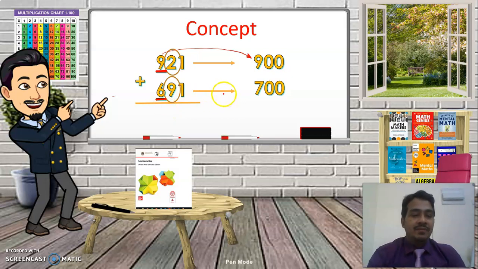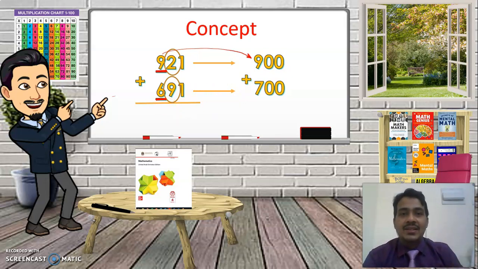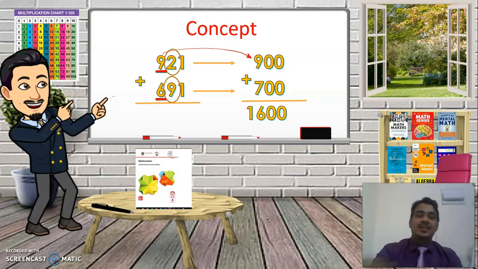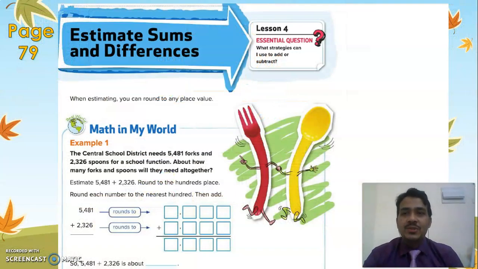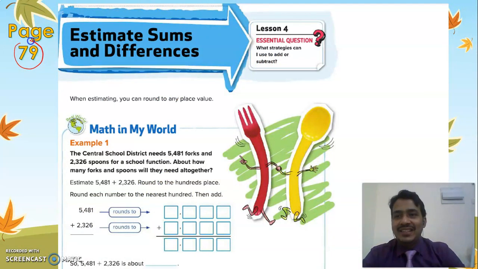Now we add 900 and 700, which is pretty easy. The answer is 9 plus 7, 16. 1600 is the answer. So that's a simple concept of rounding and adding, also called estimation. Now let's do some questions from your book. I want you to go to page 79 of your book 1.